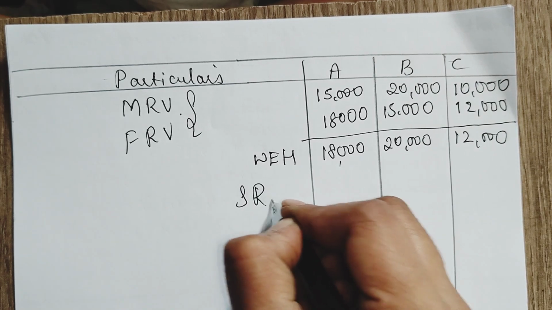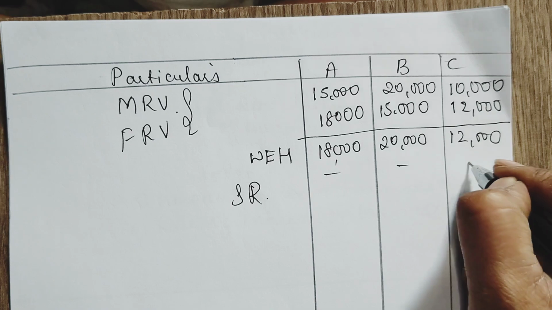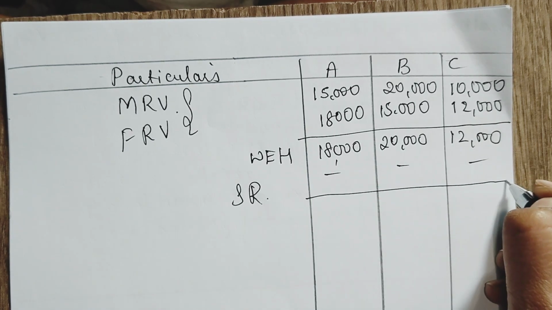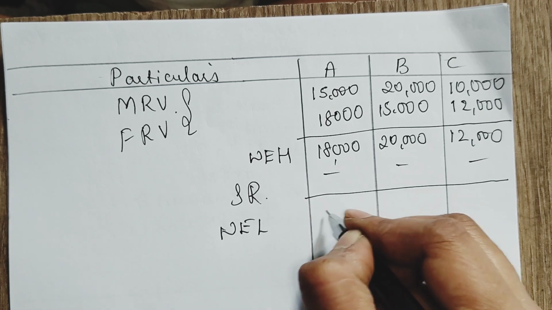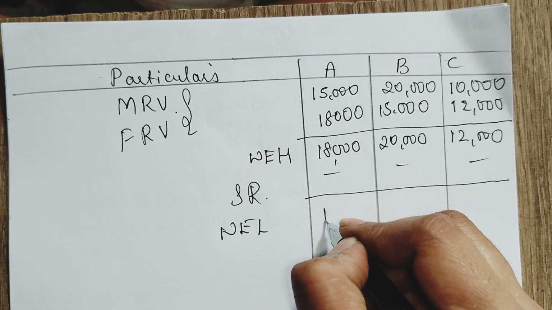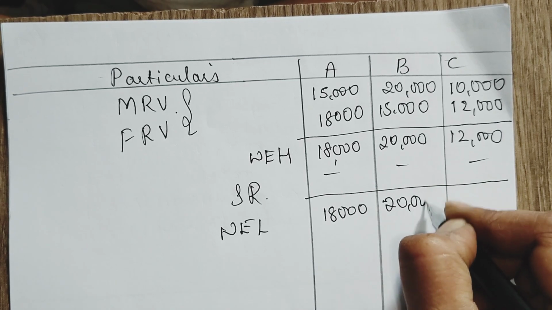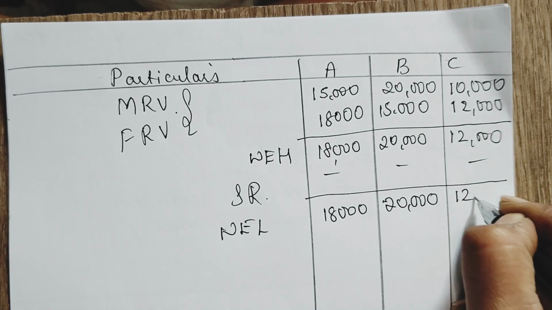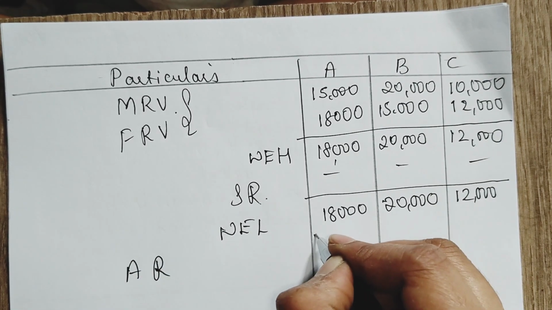Standard rent is not given in the question, so it is nil. The same amount, your expected rent, whichever is lower, the same amount you are going to consider for the expected rent: 18,000, 20,000, 12,000.